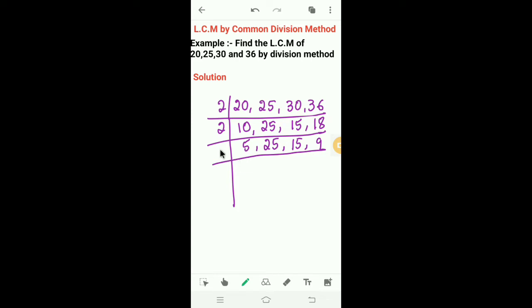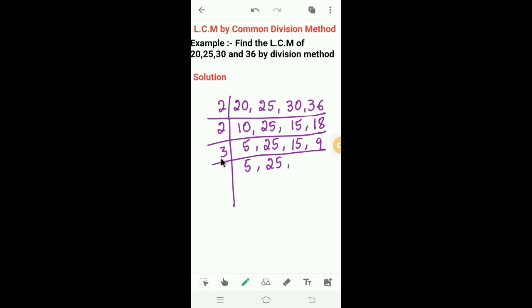5 is divisible by 3? No. 25 is divisible by 3? No. 15 is divisible by 3? Yes. So we have to take prime number 3. 5 is not divisible by 3. So we have to write 5 as it is. 25 also not divisible by 3. So we have to write 25 as it is.